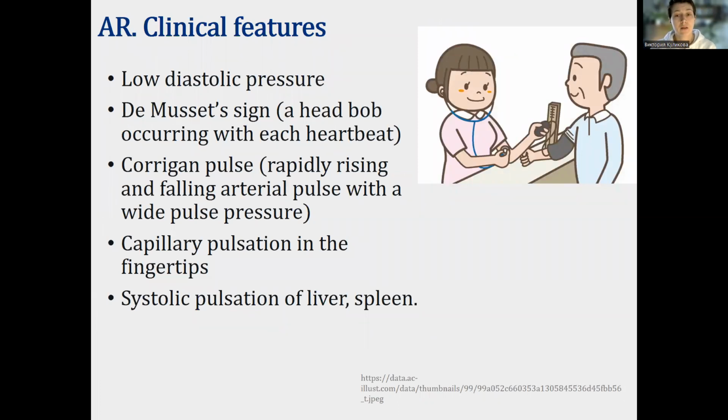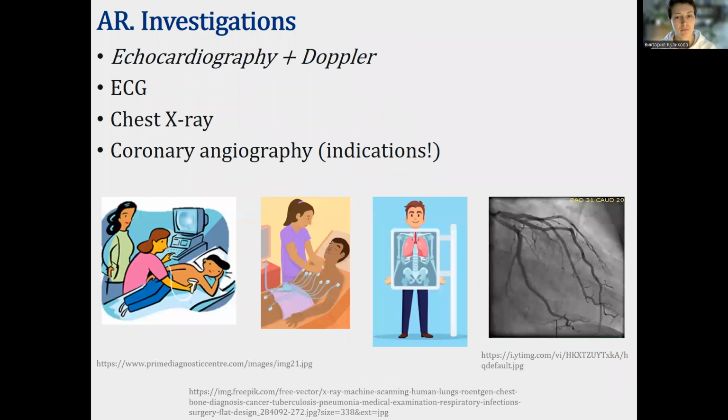So other clinical features are low diastolic pressure, Musset's sign, Corrigan pulse, capillary pulsation, and systolic pulsation of the liver and spleen. The most important instrumental investigation is echocardiography with Doppler. We can also do ECG to find arrhythmias and other abnormalities, and chest X-ray. Indications for coronary angiography we discussed before.